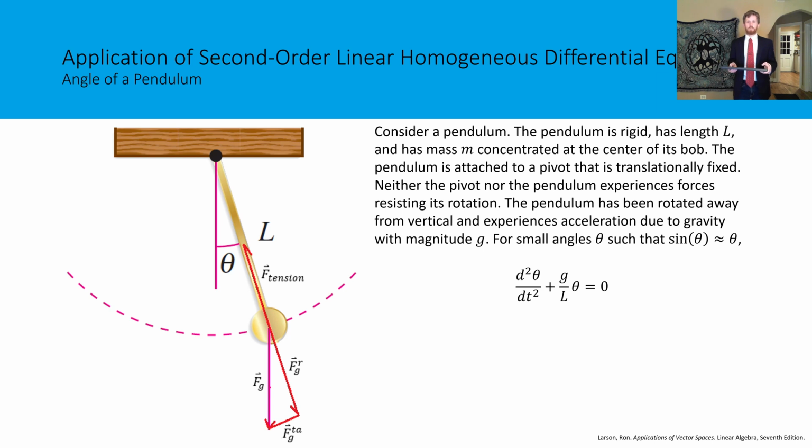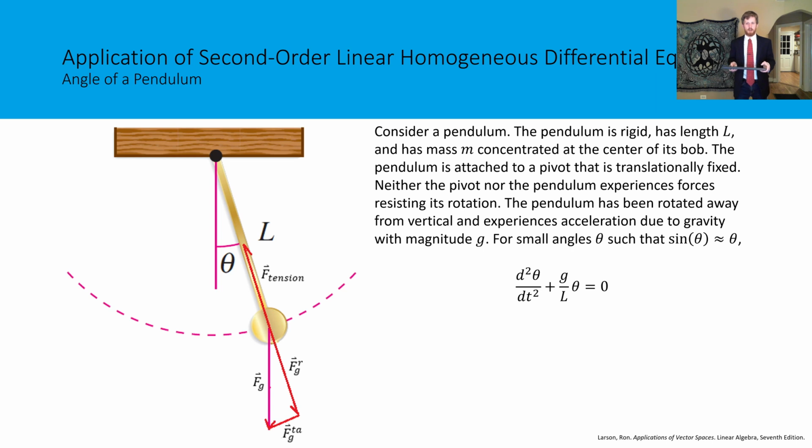Neither the pivot nor the pendulum experiences forces resisting its rotation. Friction. Air friction, mechanical friction. The pendulum has been rotated away from vertical and experiences acceleration due to gravity with magnitude equal to the standard acceleration due to gravity of 9.81 meters per second squared, or newtons per kilogram.